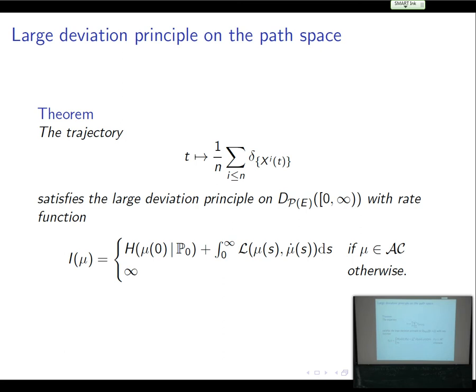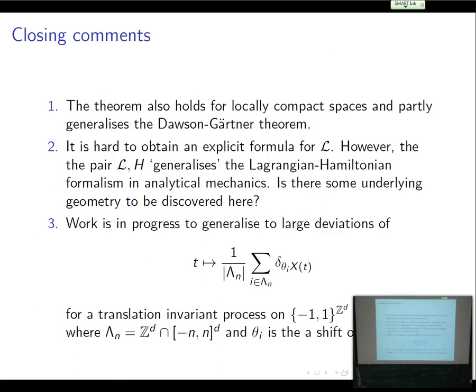But essentially, the finite dimensional problems give you the result in infinite dimensions for, let's say, all times together. And the rate function then is given by the rate function for time 0 and this integral over the Lagrangian for an absolutely continuous trajectory mu, and infinity otherwise. So this is the result that we were after. And it's also the result that the Dawson and Gaertner theorem gives. But these methods do not refer to any of the structure that was present in that problem, and it is essentially completely general.